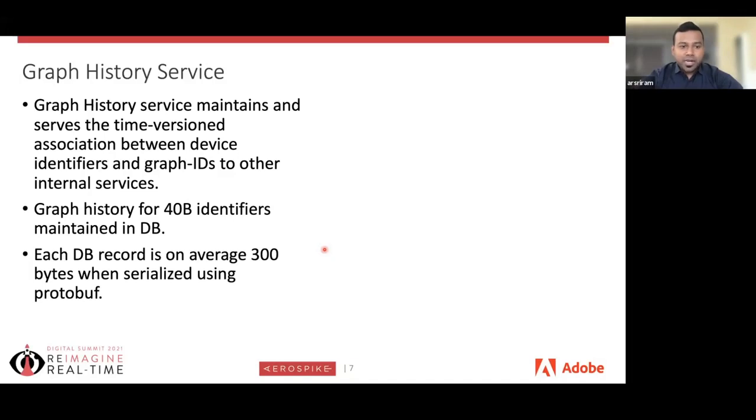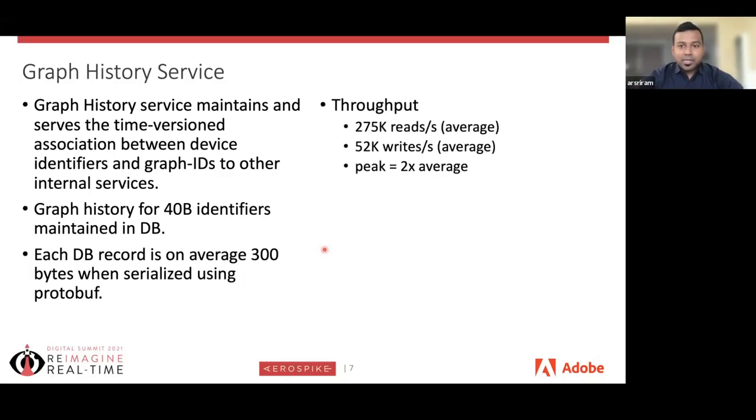There are about 40 billion identifiers, and on average, they are 300 bytes. And we are looking at read throughput requirements of about 275,000 reads every second and about 52,000 writes every second. Those are the average values, and the peak is twice the average.